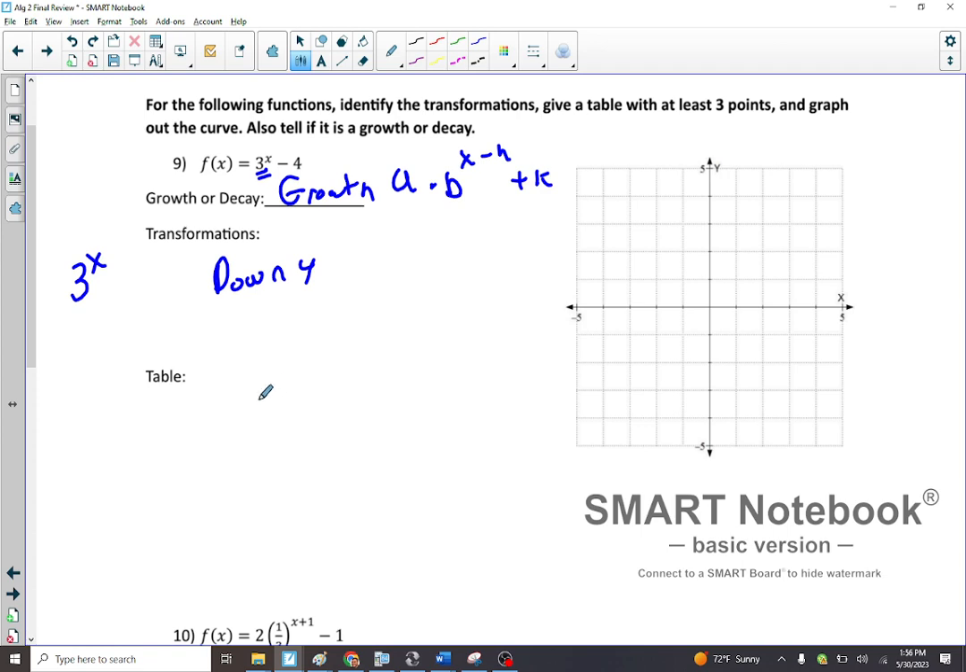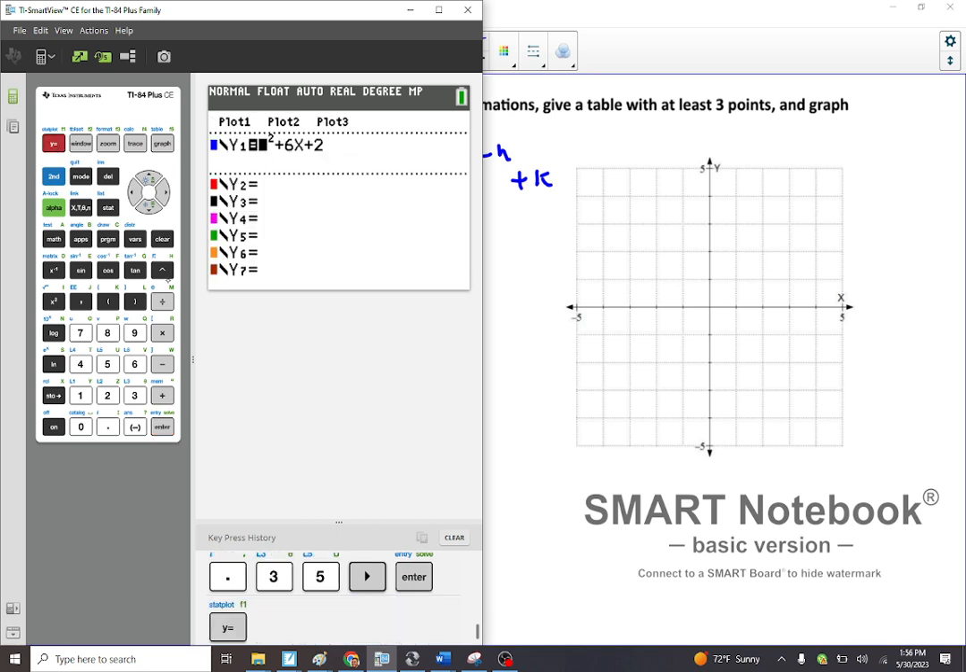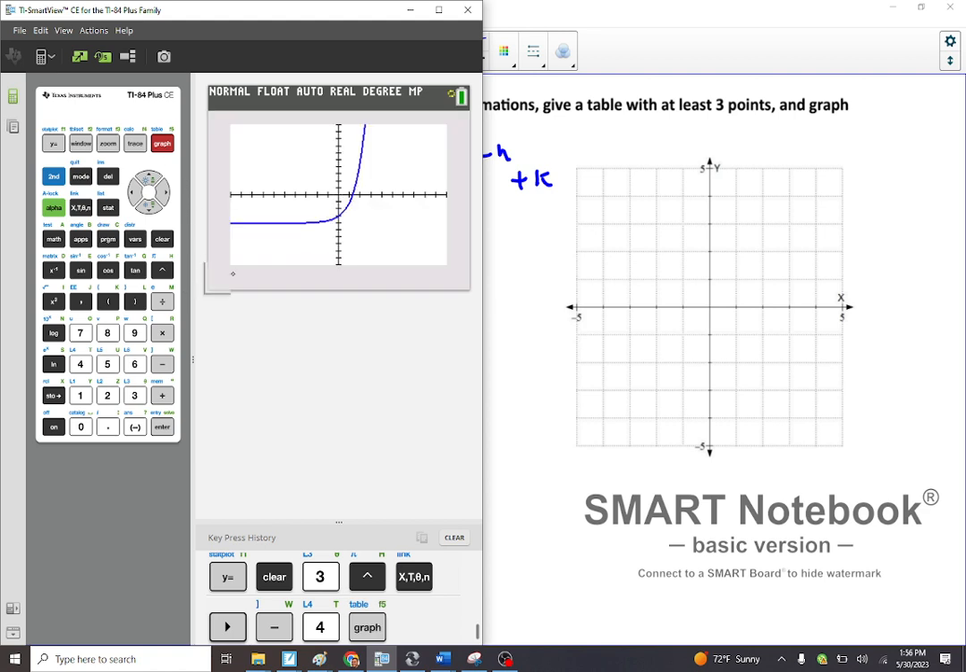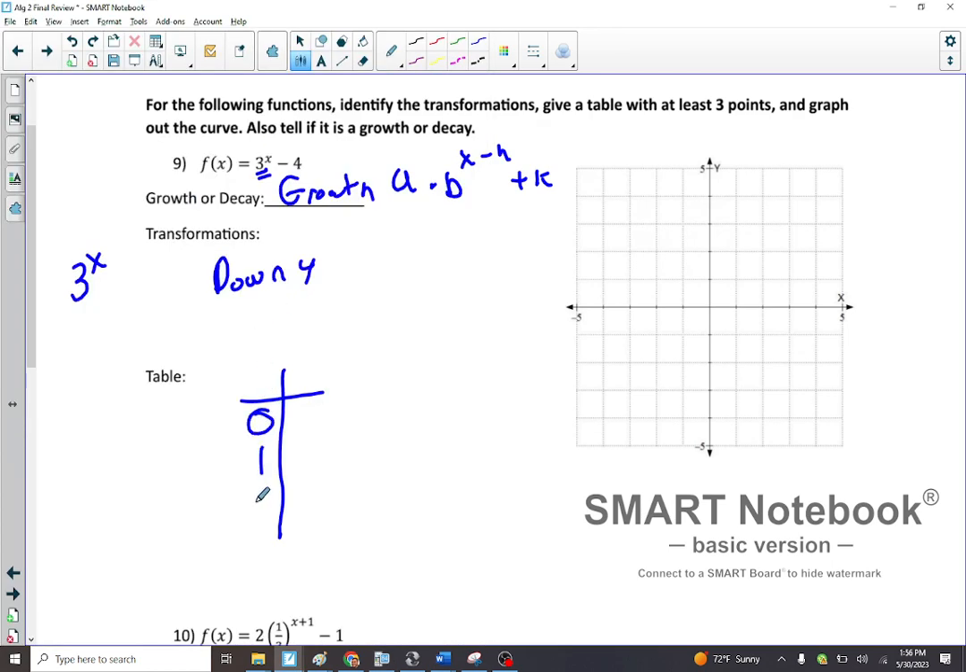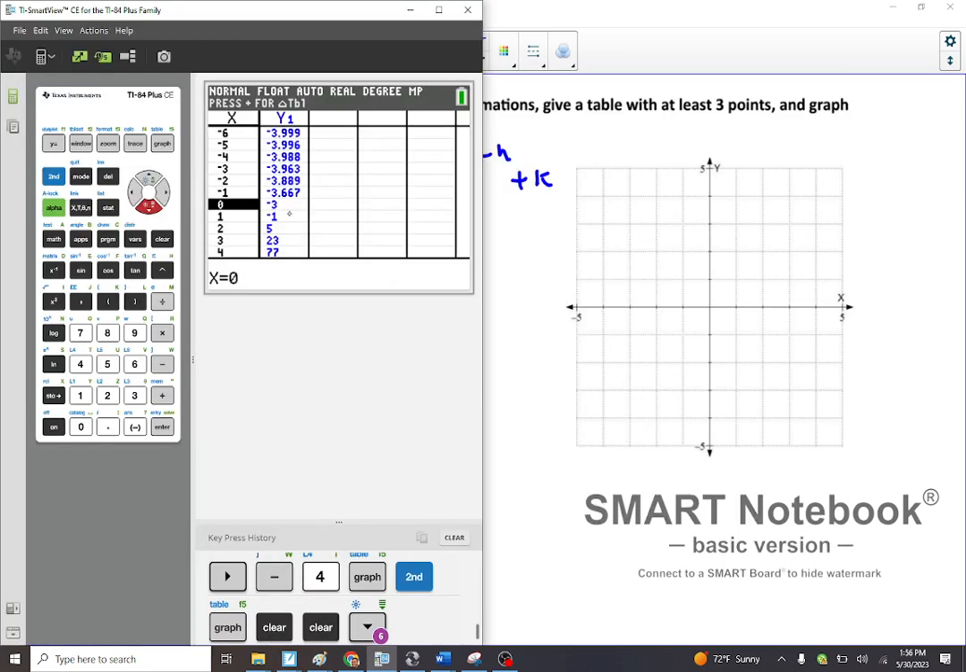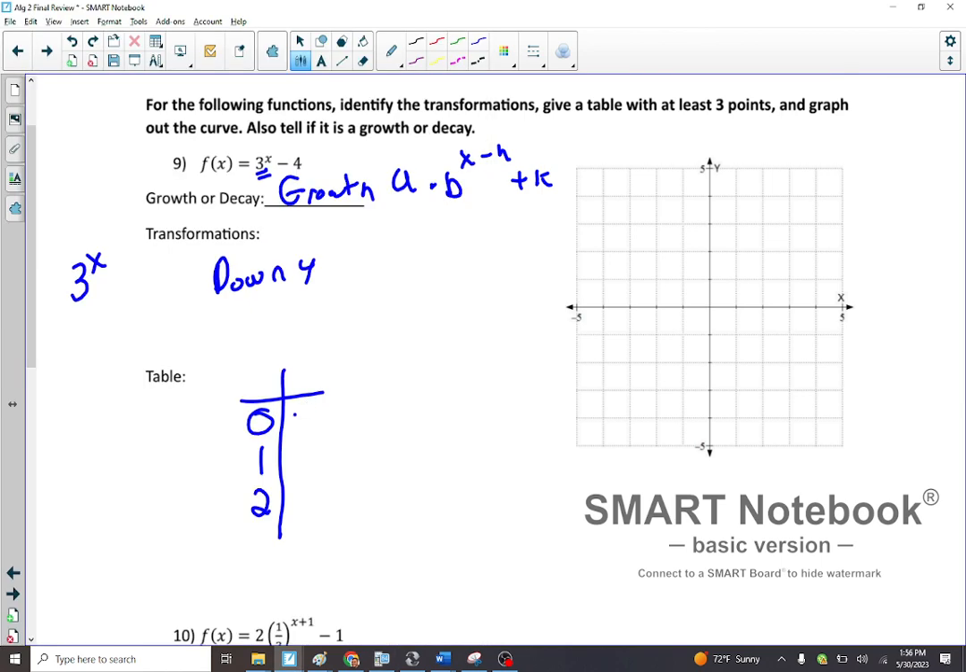So then the table. The table is really easy because what we're going to do is y equals 3 to the power of x, minus 4. You graph that. Now, the graph is nice, but if you click second graph, you get the table. You probably want to take the parts that are clean. Here I have 0, 1, and 2, and then I look at my table, which is negative 3, negative 1, and 5.